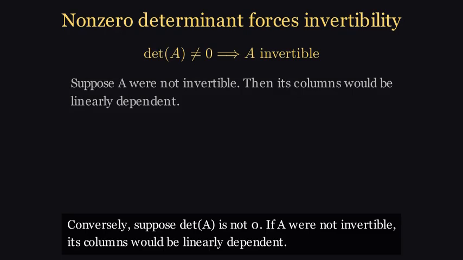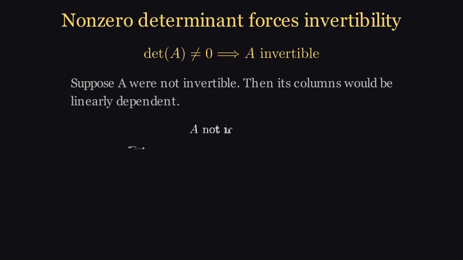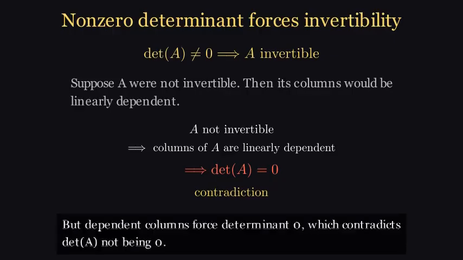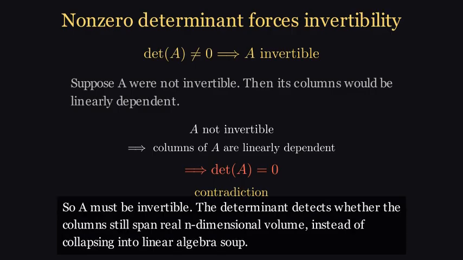Conversely, suppose determinant of A is not 0. If A were not invertible, its columns would be linearly dependent. But dependent columns force determinant 0, which contradicts determinant of A not being 0. So A must be invertible. The determinant detects whether the columns still span real n-dimensional volume, instead of collapsing into linear algebra soup.